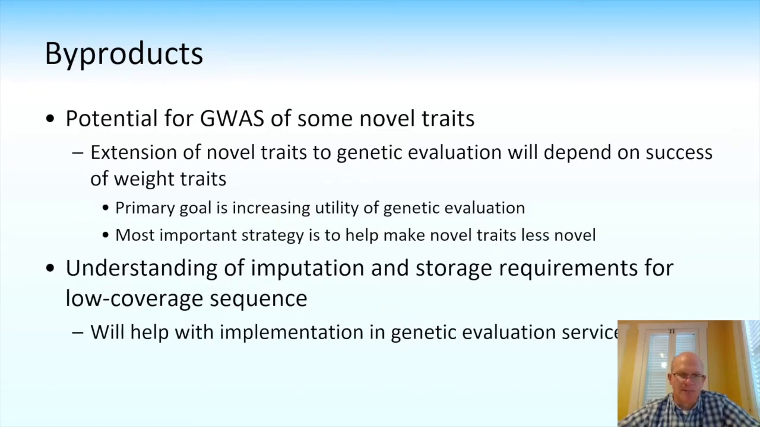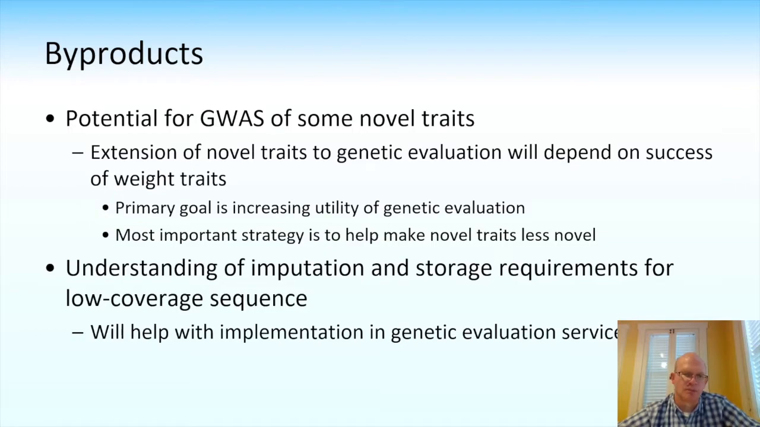So there could be some byproducts from this that might come out. There's some potential beyond just improving accuracy of genetic evaluation for us to start to look at extension, look at those novel traits I mentioned earlier, and what we can do to improve and get genome-wide association studies using low-pass sequencing on several of those novel traits. Basically, the extension of novel traits to genetic evaluation will depend on how successful we are with weight traits that we know are already part of the genetic evaluation system, and realize our primary goal here is increasing the utility of genetic evaluation.